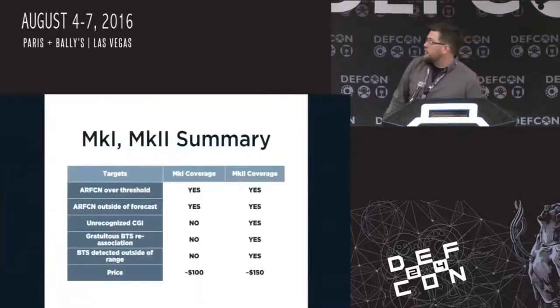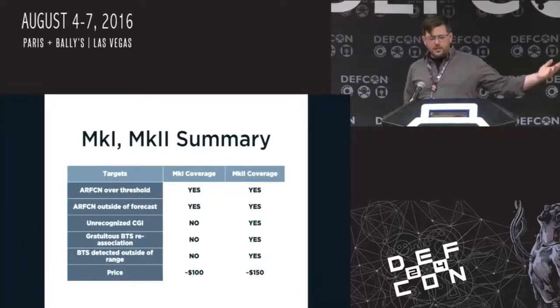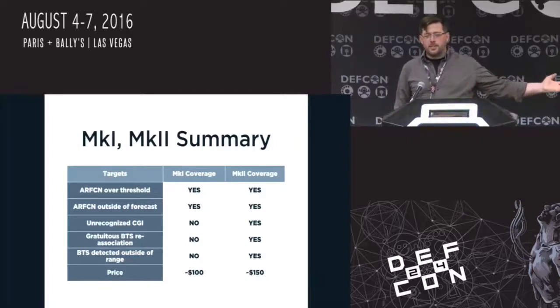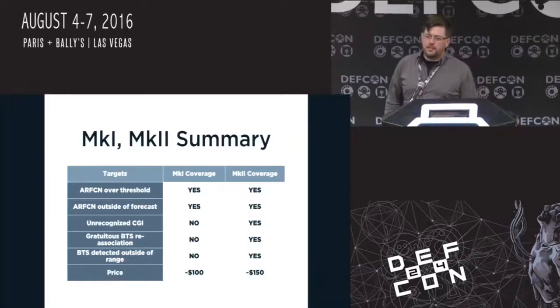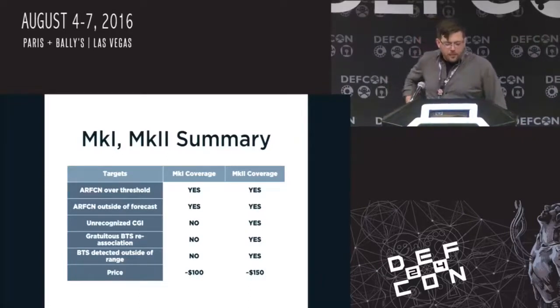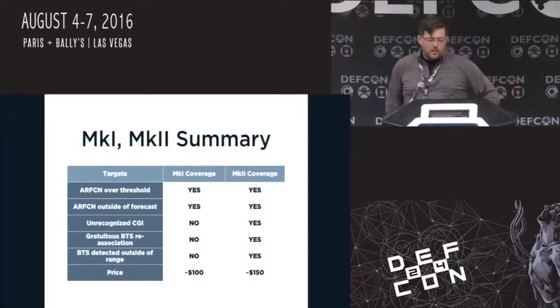All right, so summary of Mark 1 and Mark 2 functionality. Like we discussed earlier, ARFSON over threshold and outside of forecast worked great with the first one. It was just really slow to return results. 7 minutes, you've already told them your stock trading tips and somebody else has them too. With the Mark II, we hit all of our objectives.